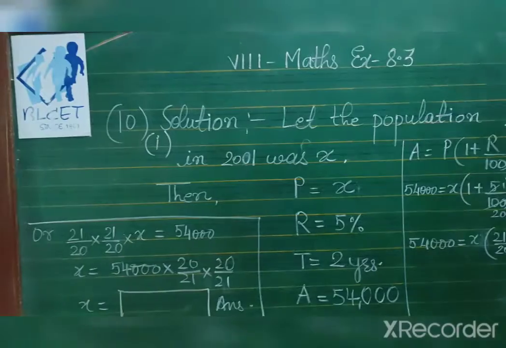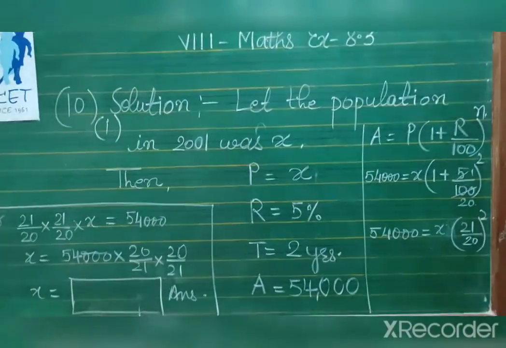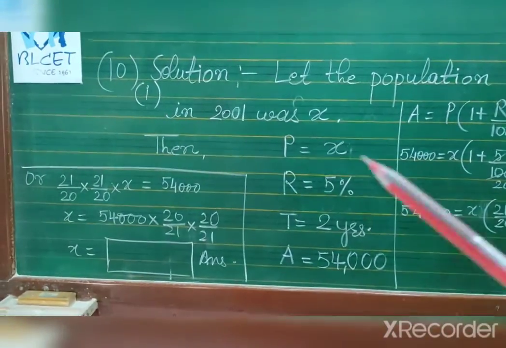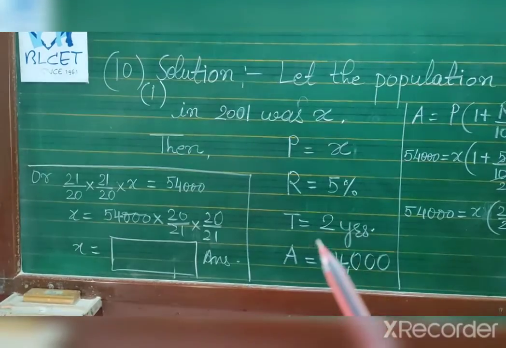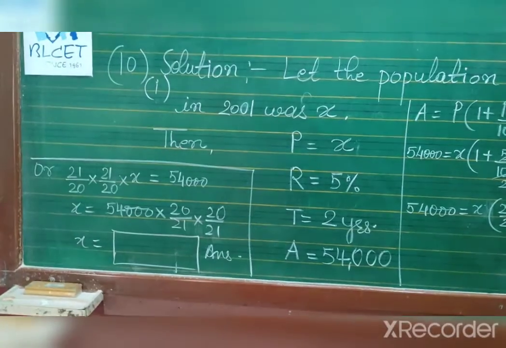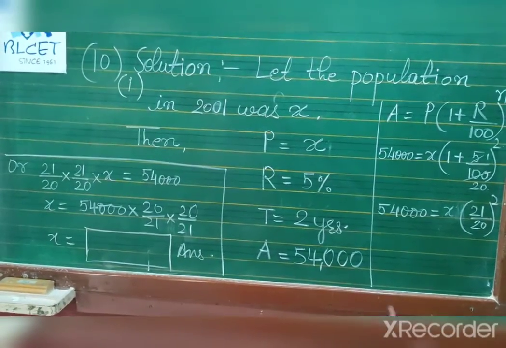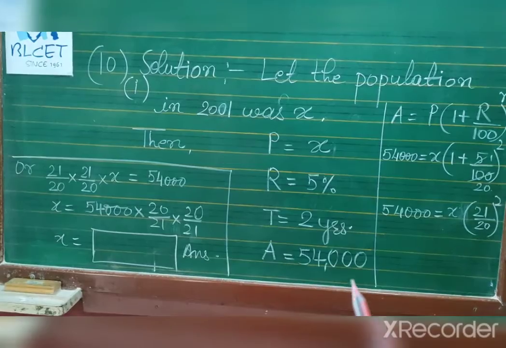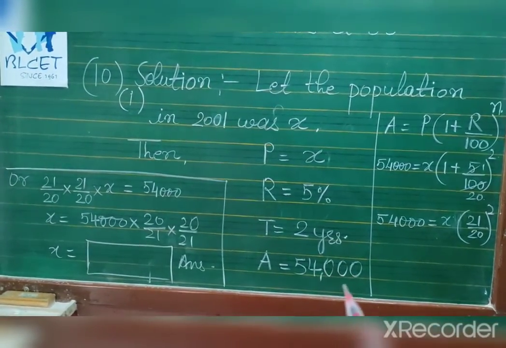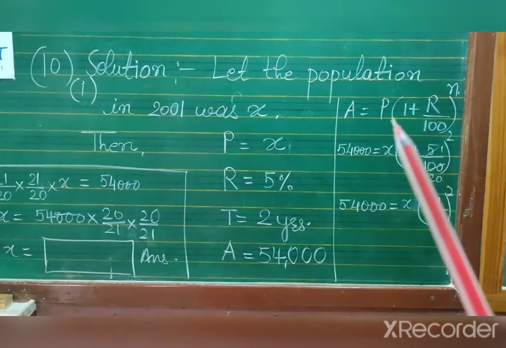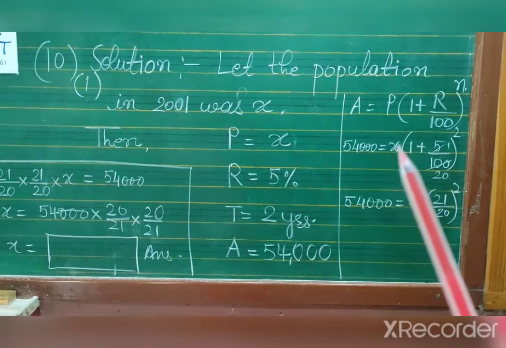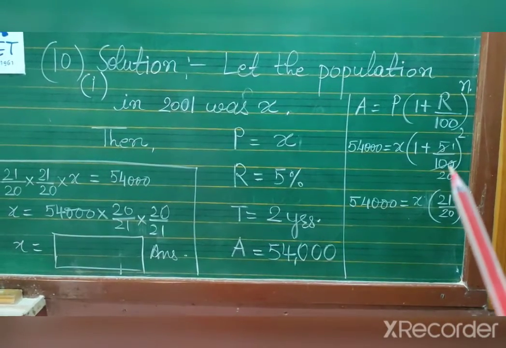In the first part of 10th question, we assume first let the population in 2001 was X. So P equal to X, R equal to 5% and time equal to 2 years because 2001 to 2003, and the population of 2003 is given. So we will assume this population as the amount. So formula A equal to P in the bracket 1 plus R upon 100 to the power n. So 54,000 equal to x, 1 plus 5 upon 100 to the power 2.